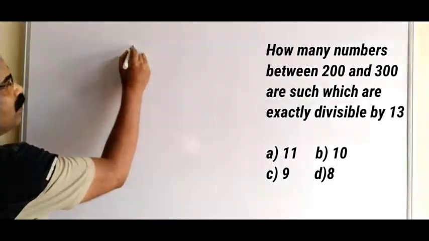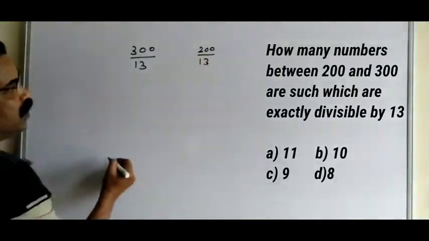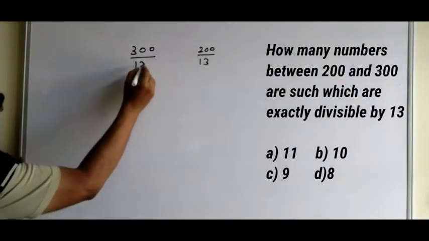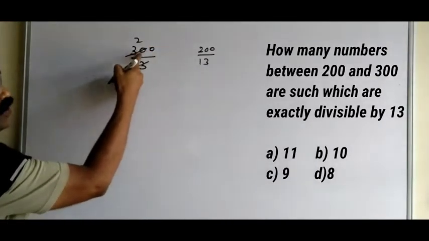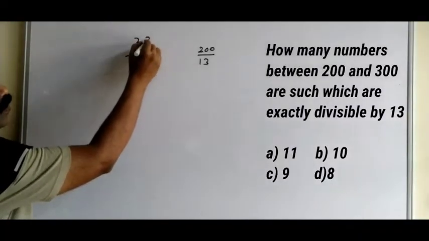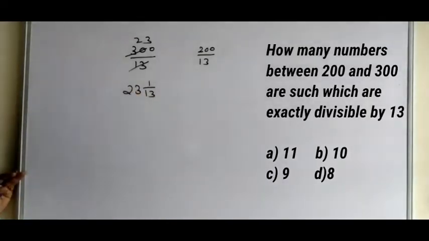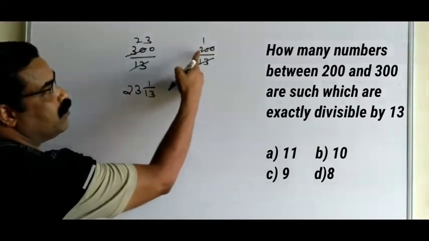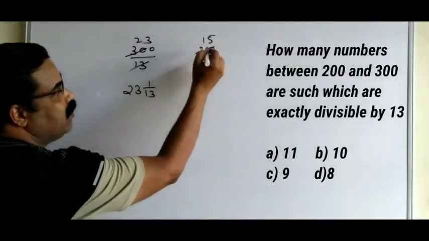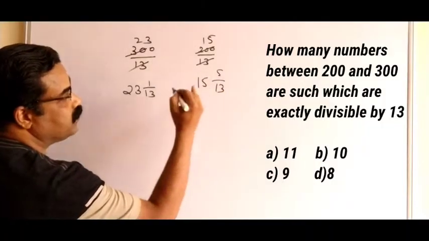Just divide 300 by 13 and 200 by 13. When I divide 300 by 13, I'll get what? Cut this 30 and 13, 2 times 26, and 40, 3 times 39, remaining 1. So I got 23, 1 by 13. Here, if I divide 200 by 13, 1 time in 20, remaining 7, 70, 5 times 13 is 65, remaining 5. So I got 15, 5 by 13.